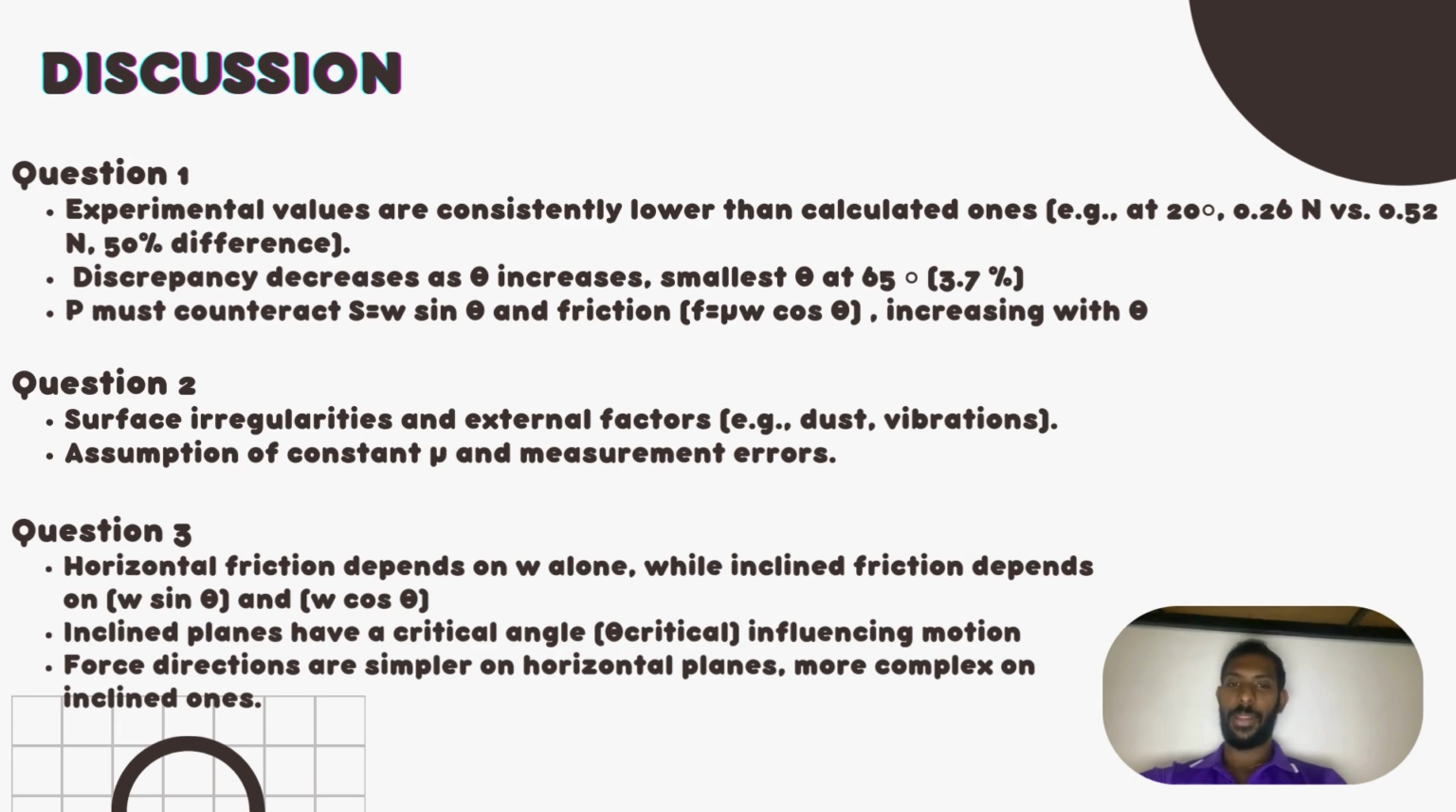Question 2. Surface irregularities and external force factors, for example, dust and vibration. Assumption of constant mu and measurement errors. Question 3. Horizontal friction depends on W only, while inclined friction depends on W sin theta and W cos theta. Inclined planes have a critical angle for influencing motion. Force directions are simple on horizontal planes, more complex on inclined ones.